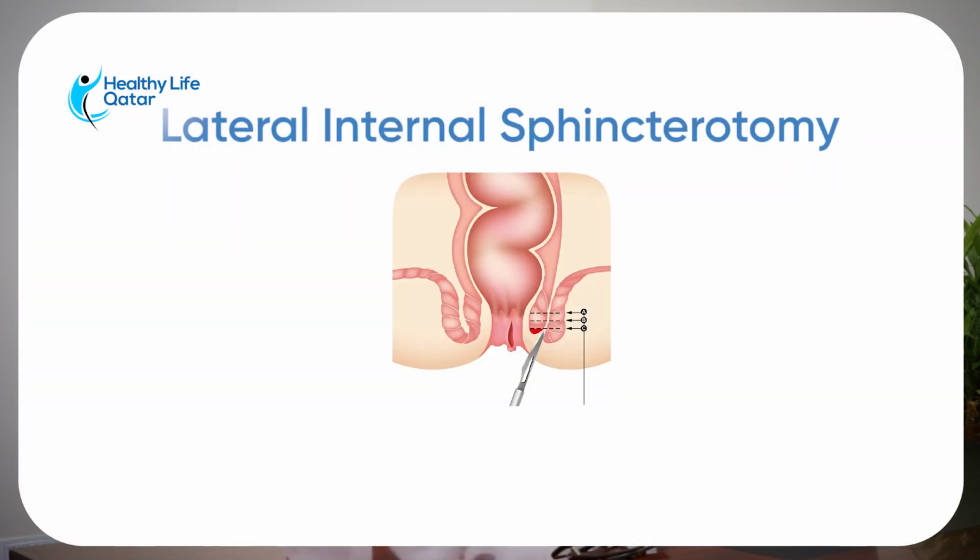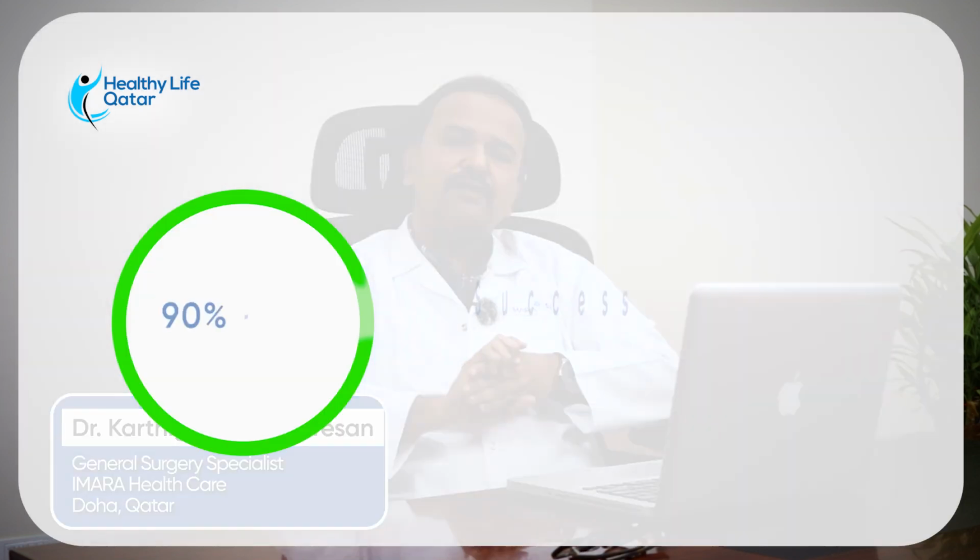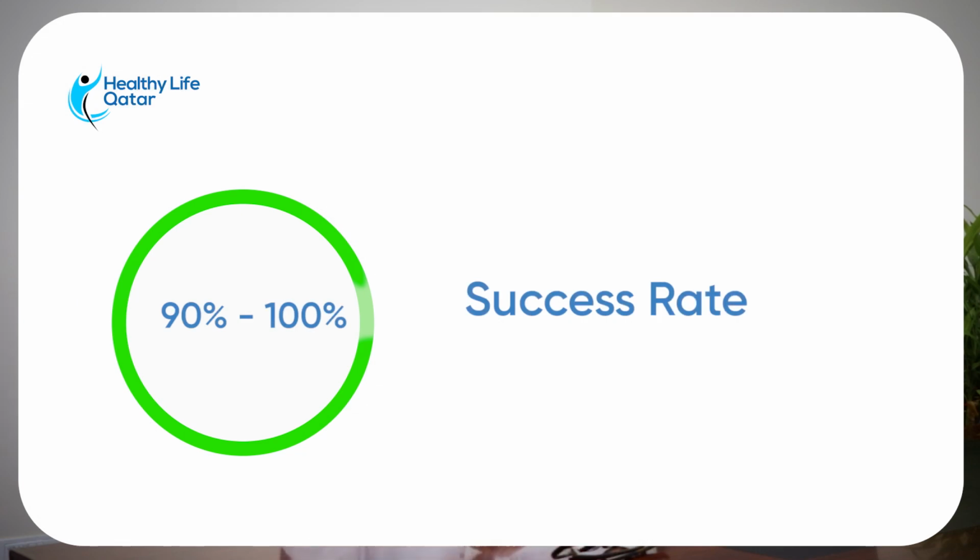And in case of a very acute anal fissure, where a patient is having severe pain that is not subsiding even with this medical management, then there is one surgical procedure called lateral internal sphincterotomy. Here a sphincterotomy is done so that the sphincter muscle gets relaxed. If you ask me what the success rate of this procedure is, it is about 90 to 100%. It is very effective. This is done in case of acute anal fissures.